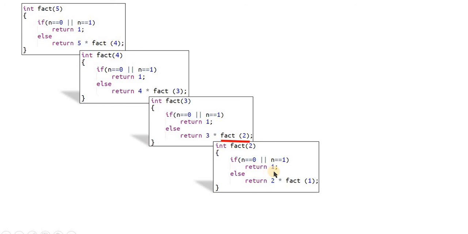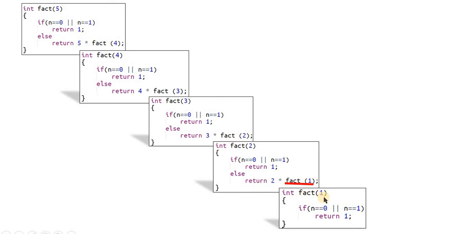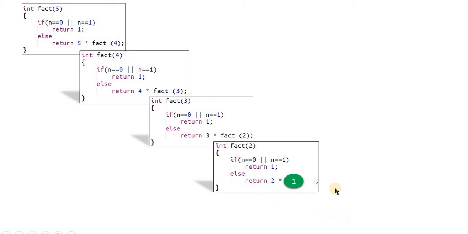Once again, this condition is false, hence 2 into fact of 1 is called. Next, we make a call to fact of 1. Now the passed argument is 1. The value of n is 1. So the condition, if n equals 0 or if n equals 1, return 1, is true. So fact of 1 will be evaluated to 1. It will return the value 1. So in place of fact of 1, the value 1 will be returned.